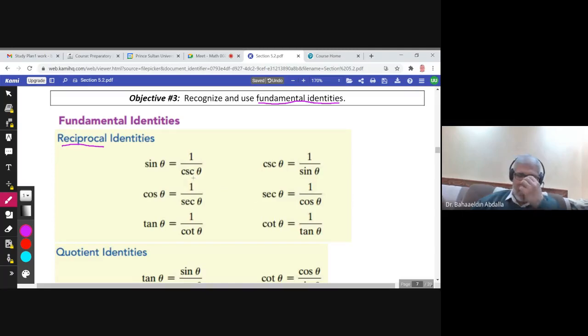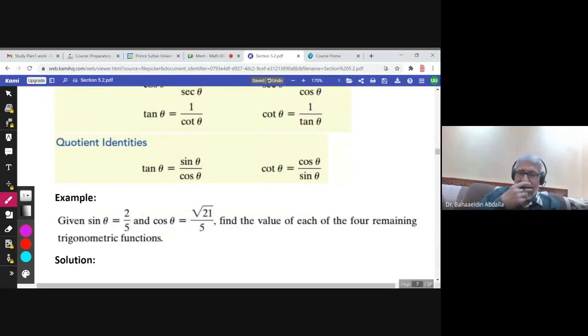They are reciprocals of each other. What happens if you multiply sine theta times cosecant theta? You should get 1. Sine times cosecant is 1, cosine times secant is 1, tan times cotan is 1, because they are reciprocals of each other. The second type of identities is the quotient identities.